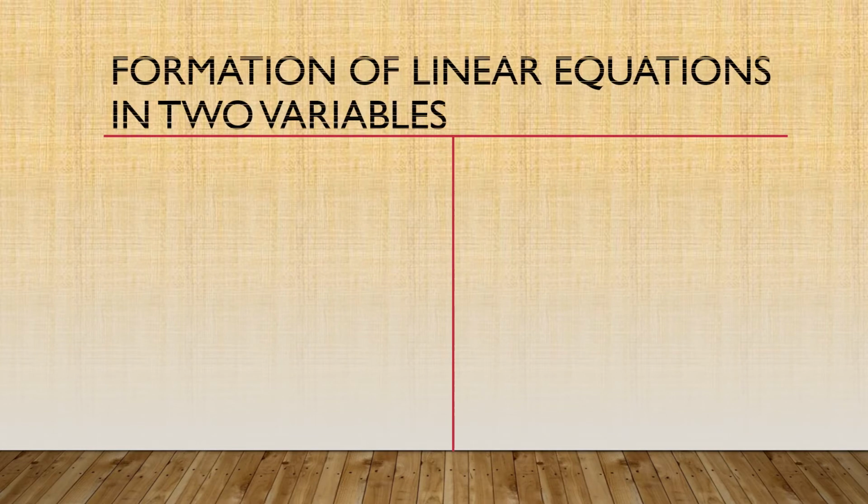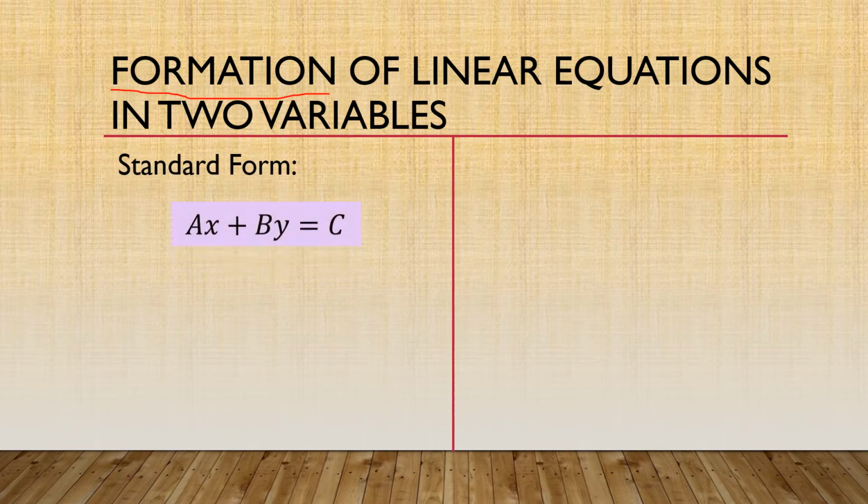Let's continue. Let's have formation of linear equations in two variables. So, ano bang ibig sabihin ng formation dito? Yung ibig sabihin ng formation dyan ay yung arrangement ng terms. So, kung paano naka-arrange yung mga terms doon sa ating linear equation. Okay? So, the first one is what we call the standard form.